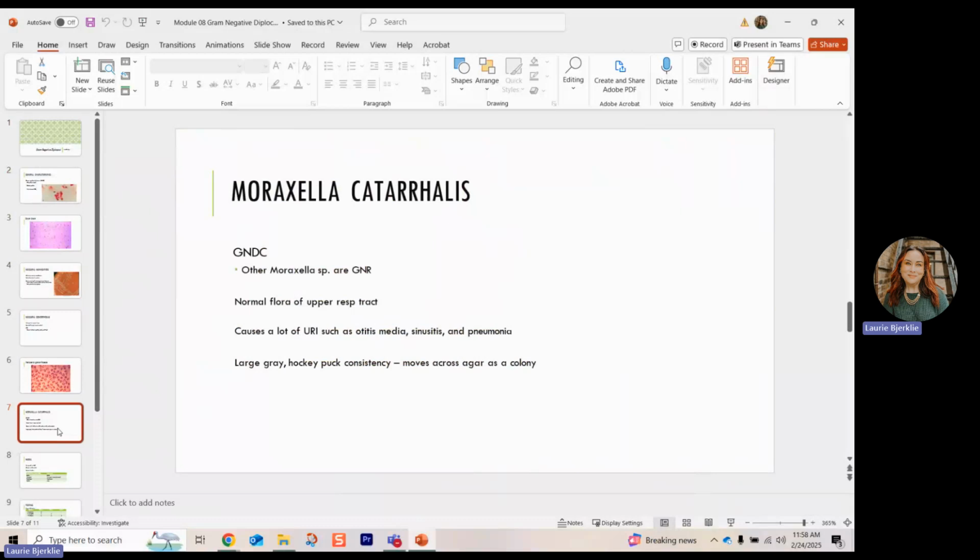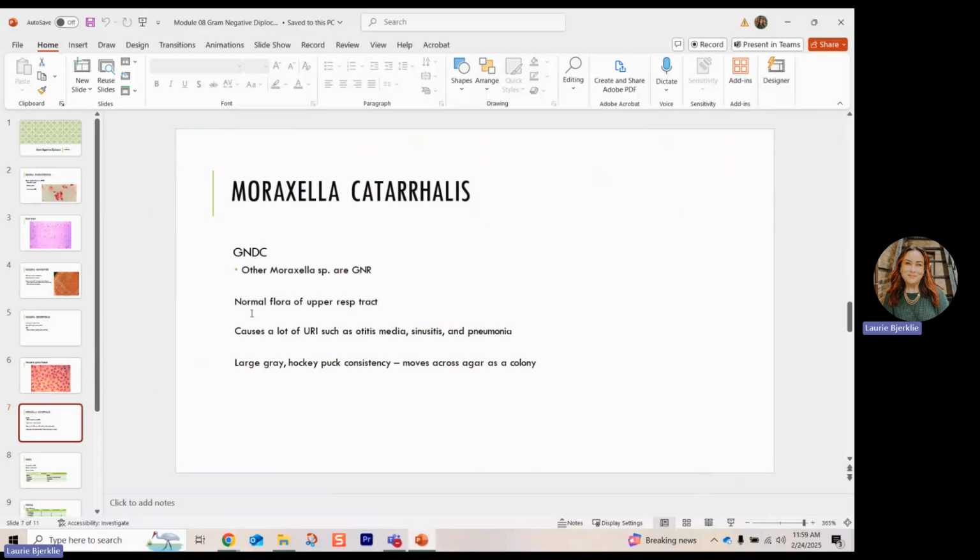And then the third pathogen in this group is Moraxella catarrhalis. Now, all the other Moraxella species are gram-negative rods. Moraxella catarrhalis is the gram-negative diplococci, which is why it's in this unit. Everything else for Moraxella, like Moraxella lacunata and some others, are gram-negative rods. They might pop up from time to time causing an infection, but we don't really focus on them. They're not as heavily seen as this one would be.